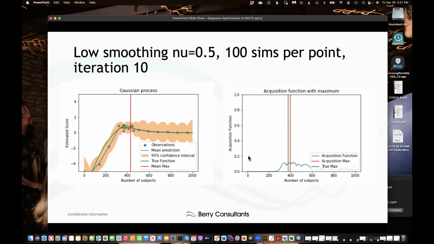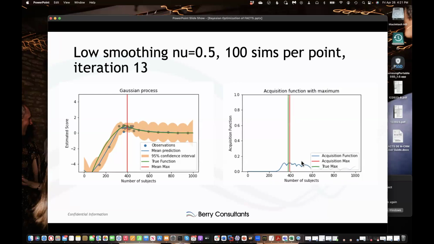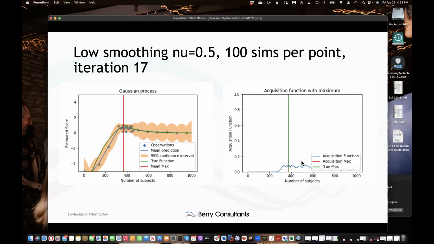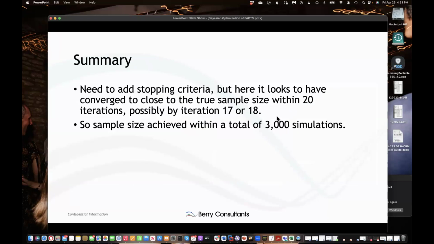And you can see this process repeating. Every now and again, it'll return to the area where the maximum is, and then every now and again it'll step away to a point where there isn't a maximum, but there is a lot of uncertainty. And round about iteration 17 or 18, things have settled down quite a lot.